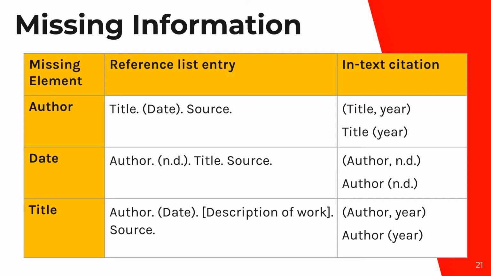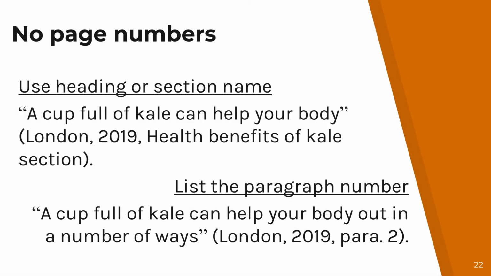Sometimes the information needed to create a reference list entry is missing or unknown. When there's no author, provide the title, date, and source. When there's no date, use lowercase n, period, lowercase d, period, for no date. When there's no title, describe the work in square brackets. When there are no page numbers, such as in electronic materials, you can use a heading or section name, or even the paragraph number.